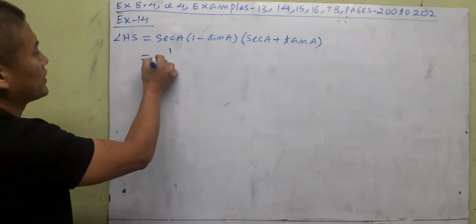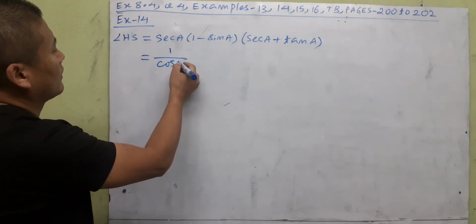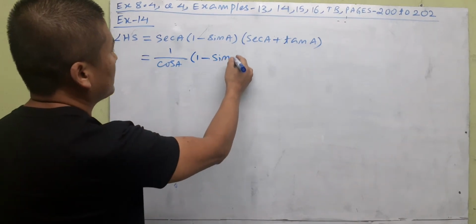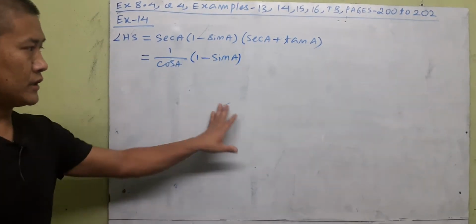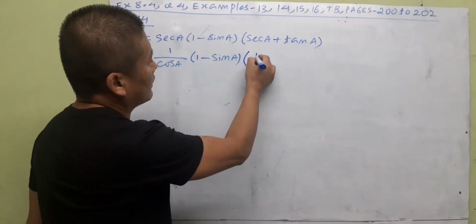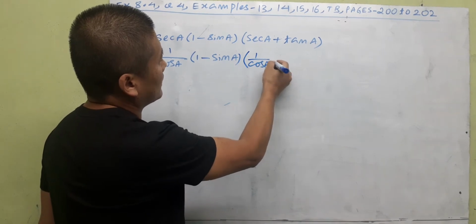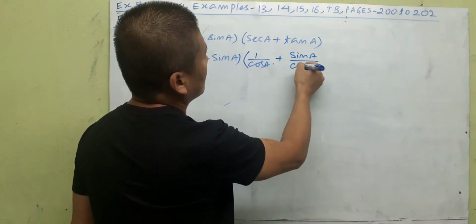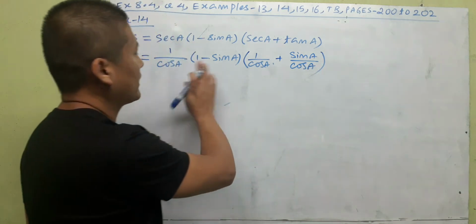So let's try to change everything into sin and cos. Sec A is 1 by cos A. 1 minus sin A is fine, because we are intending to change all of this into sin and cos. Into here 1 by cos A for sec A, and for tan A, we know the formula, sin A by cos A. So everything is now in terms of sin and cos only.